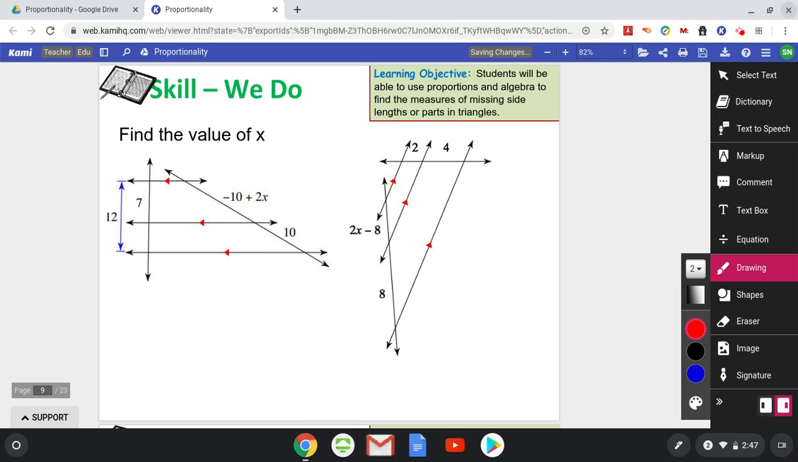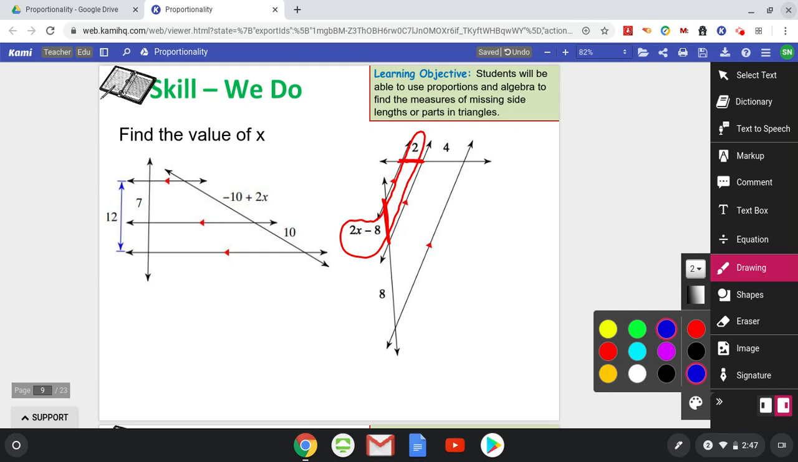So in this problem, in order to set up the ratios, as you can see, there are two sections. There's a section between those two parallel lines. The 2 means that this section right here is 2, and this other section is 2x minus 8. We also have this other section where we have the 4 and the 8. This means that this part right here measures 4, and this other part measures 8. Those are the two ratios that we'll be setting up.